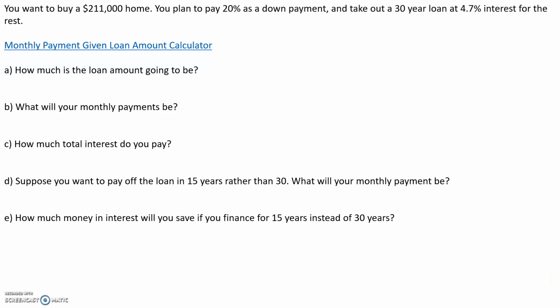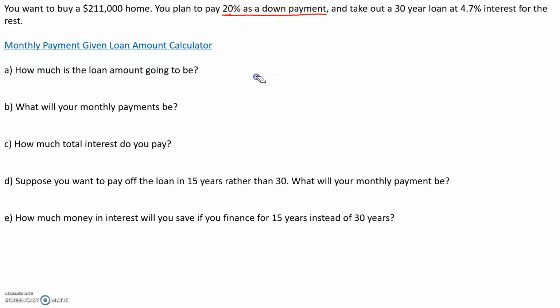You want to buy a $211,000 home. You plan to pay 20% as a down payment and take out a 30-year loan at an interest rate of 4.7% for the rest. A says, how much is the loan amount going to be? Now, when you put on a down payment, this is cash you're coming in with, and that decreases the balance that you're going to borrow.